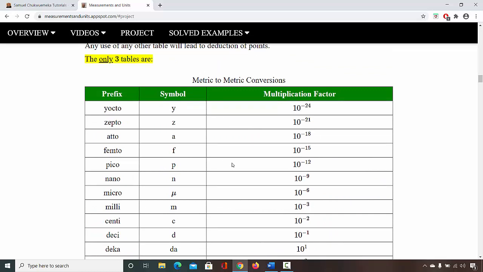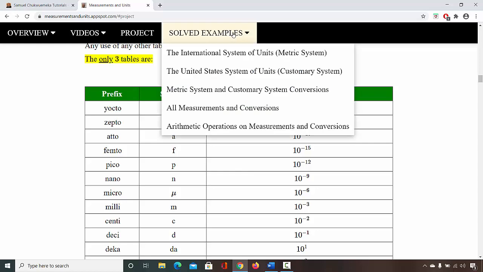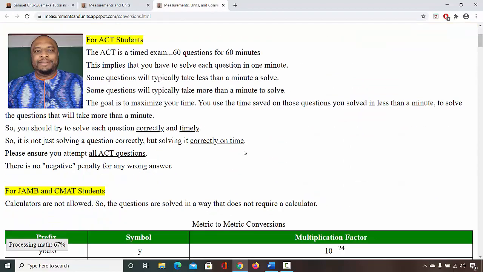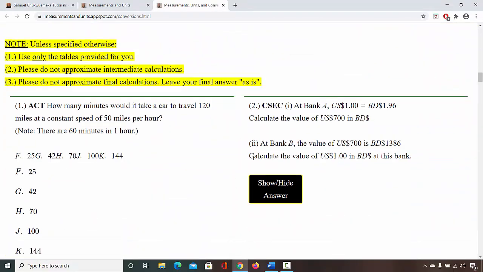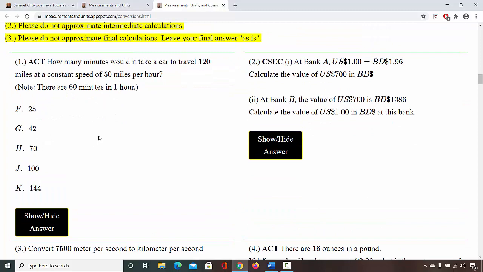I want them to learn the unit fraction method and the proportional reasoning method. These are two methods we typically use to convert for anything, okay? Not just conversion of units between systems, no. We do use it for any conversion. If you go to solve the examples, all measurements and conversions, you will see how we used it to do a lot of questions.